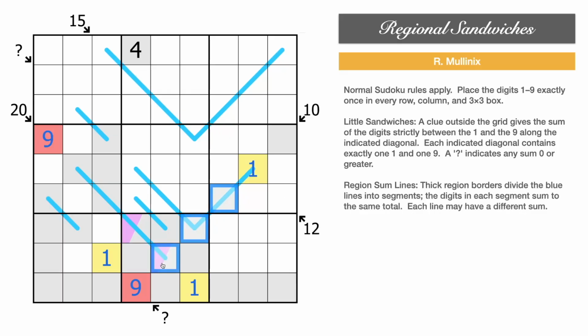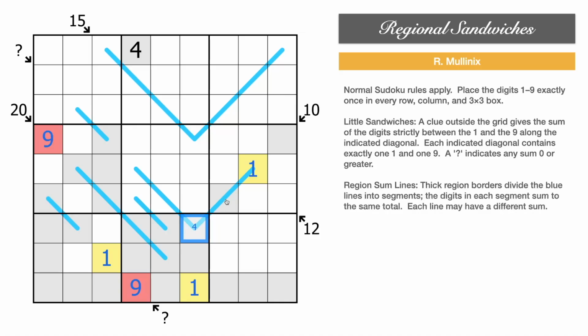So now we know that these 3 digits sum to 10. So what digit could they be? Well, if this is a 3, then this would have to be a 2 for the region sum line to work. 2 plus 1 is 3. And then that will leave a 5 here, which doesn't work because that'll require 5, 5 for this 10. So this can't be 3. It can't be 2 because that's too small for the region sum line.